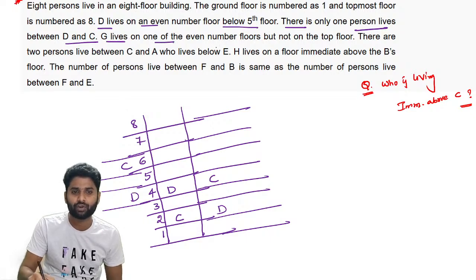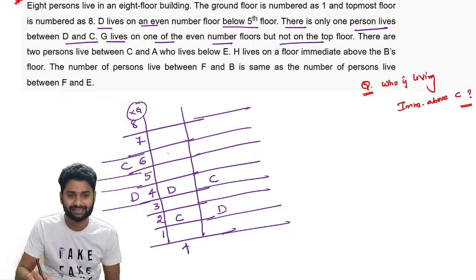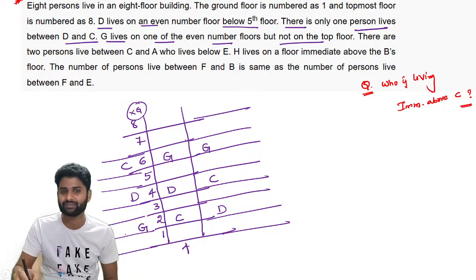Now G lives on one of the even number floors but not the top floor. Guys, they clearly mention that G lives on an even floor but not the top. So you cannot place G on the top floor. Let's go for this. In this case, we have 2, 4, 6, 8. You cannot place G at 6, so let us fix that G is on the 6th floor. Again, 2 occupied, 4 occupied, 6 empty, and you cannot place at 8. So G must be on the 6th floor. So in this case we have 2, 6, 8. You cannot place at 8. G must be on floor number 2. Yes, we are done with the G arrangement also.